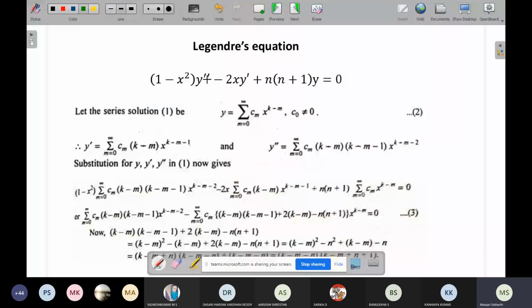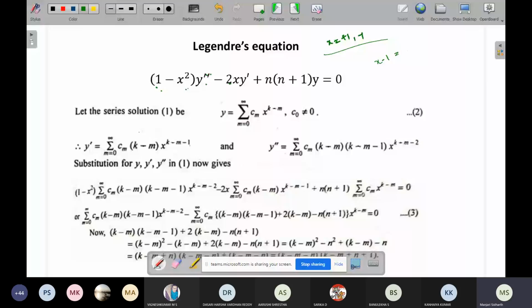(1 minus x squared) y double dash minus 2x y dash plus n into (n plus 1) y. Here please remember, when we have 1 minus x squared, x equals plus 1 and minus 1 are the singular points here. So we'll take x minus 1 if we are finding the solution around the point 1.